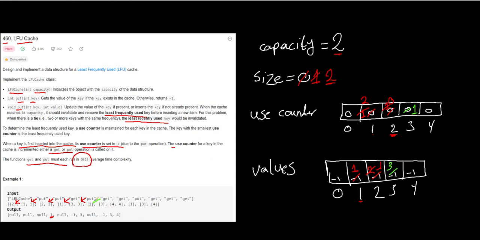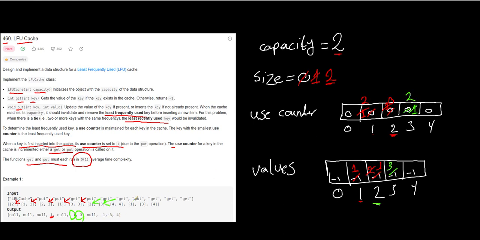Then next we have get 2. What is the value for 2? It's -1, so we just print -1 in the output. Next we call get 3. What is the value for 3? It's 3, so we print 3 in the output, and because we call the get operation, we need to increase the counter for the key by 1, so it becomes 2.